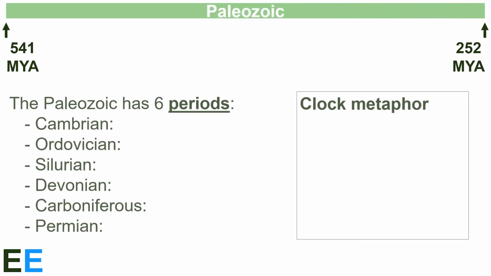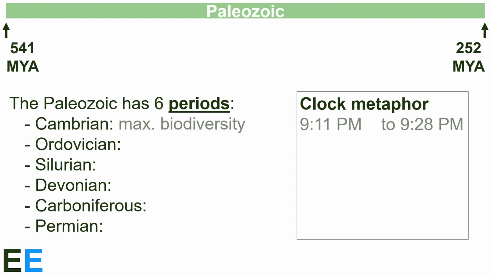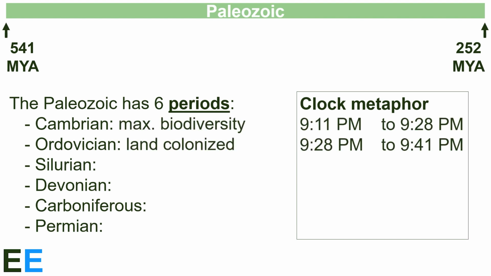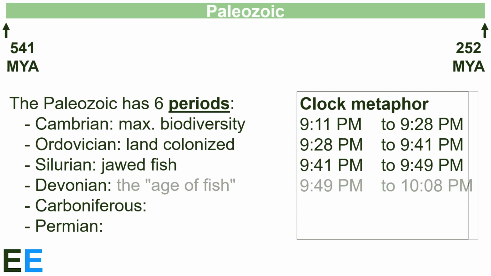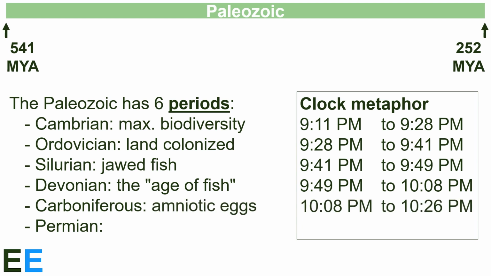The Paleozoic era is divided into 6 periods. The Cambrian is when the Earth had its maximum biodiversity. The Ordovician is when land was first colonized by plants and amphibians. The Silurian saw the evolution of jawed fish. The Devonian saw a massive diversification in the seas and is sometimes known as the Age of Fish. In the Carboniferous, amniotic eggs first evolve, allowing fully terrestrial vertebrates like modern lizards and mammals to evolve.